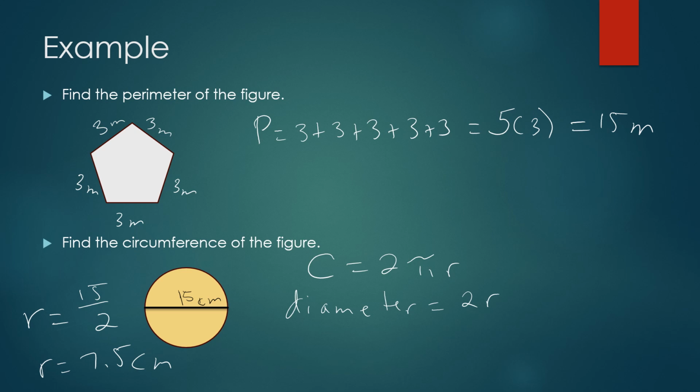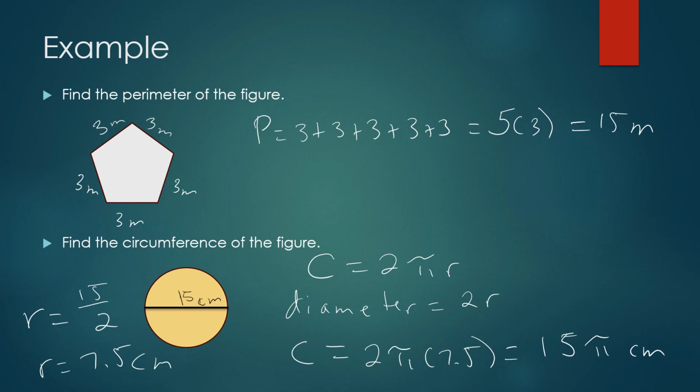So let's go ahead and plug that into the equation. C equals 2 times pi times 7.5, which is going to give me 15 pi centimeters. This would be my circumference.